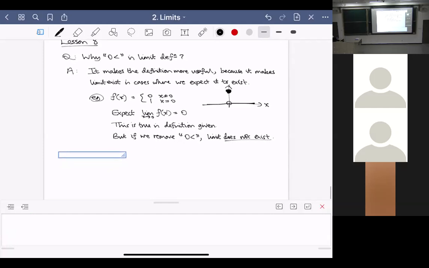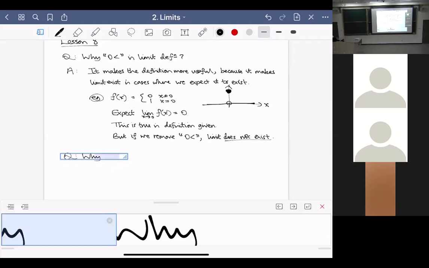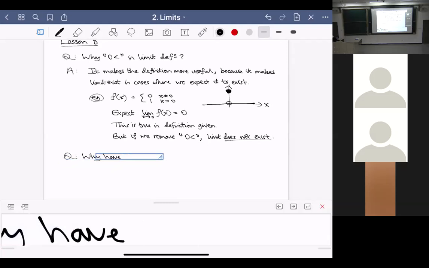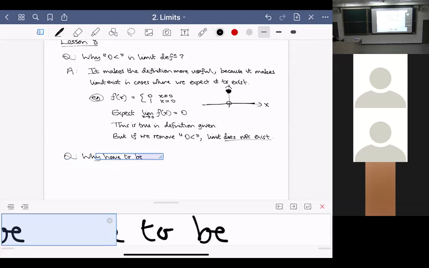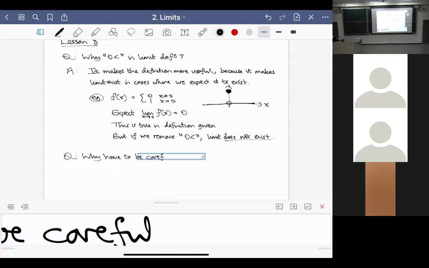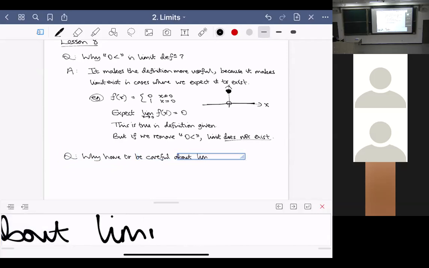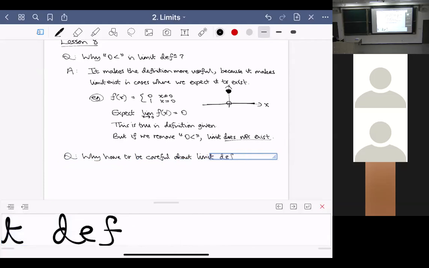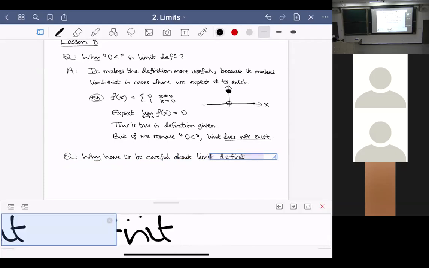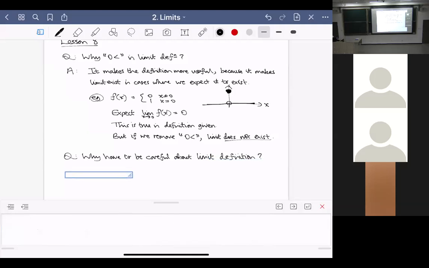So a related question. Why do we have to be careful about the definition of a limit? Isn't it just obvious when the limit exists or not? And the reason we have to be careful is because functions can be very strange.